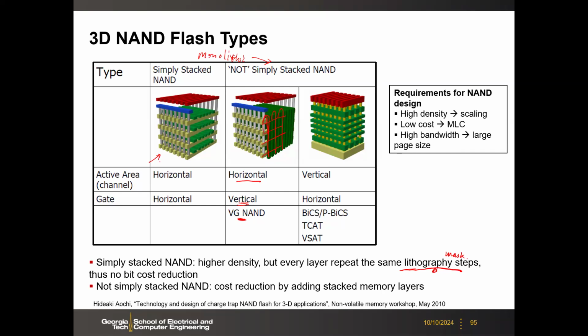Then another approach is to rotate the channel by 90 degrees. Now the channel is vertical and you have the horizontal gate. It's like a channel all around. This then becomes the mainstream. We are going to discuss it in more detail. But in principle, you have two ways to do the stacking with a cost-effective approach: one is horizontal channel, vertical gates, or vertical channel, horizontal gates.